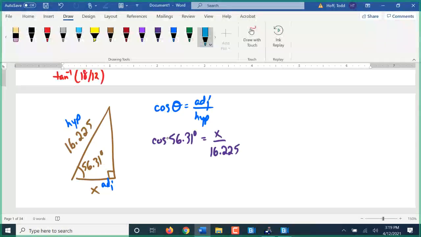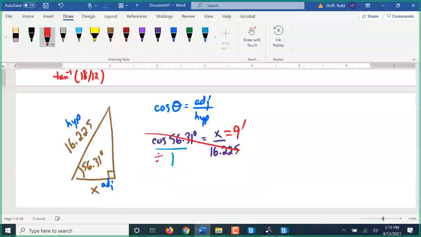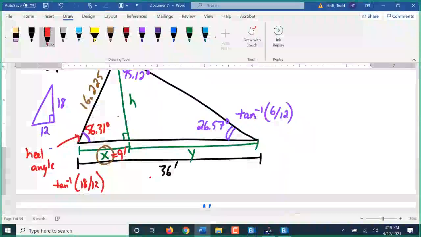Since we're looking for a missing side, I'm going to put this over 1 to make it a proportion, so I can cross multiply and divide. Cosine, 36.31, 8.99999, in other words, this is 9. X is 9 feet. What do we have to do to find y? Subtract 9. Got it. 36 minus 9 gives us 27.